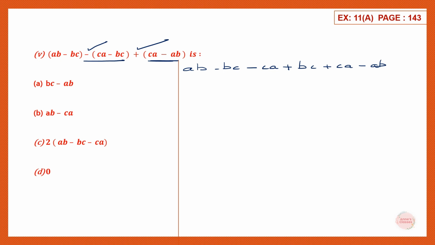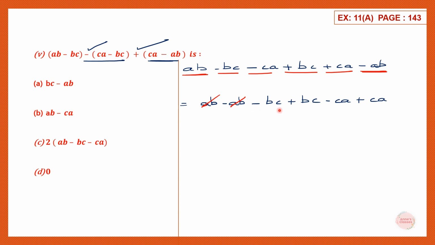Now look for the like terms. Here we have AB and then we have a minus AB here. So this is equal to AB minus AB. Then let's look for BC. Here we have minus BC and plus BC. Then the last one, we have minus CA plus CA. So as you can see, AB minus AB is 1 minus 1, which is 0.